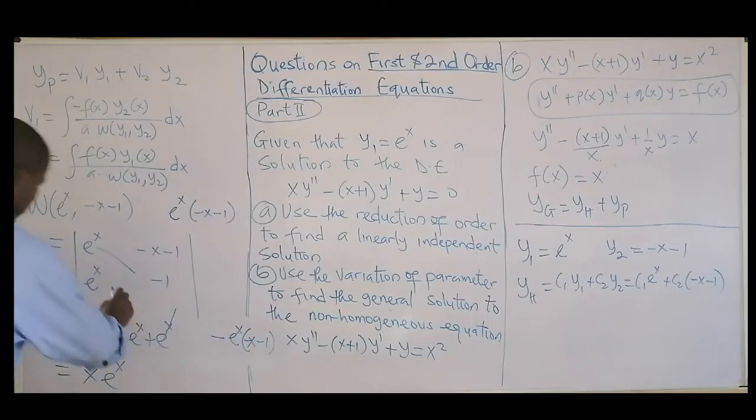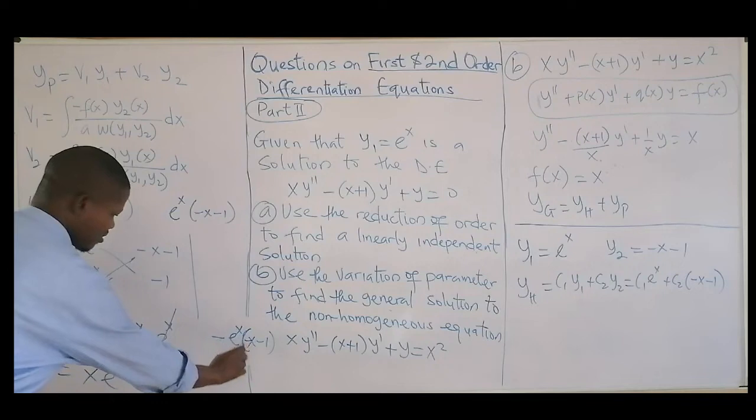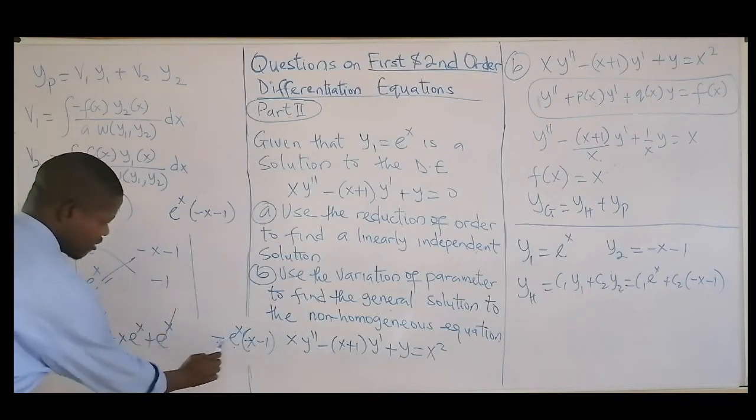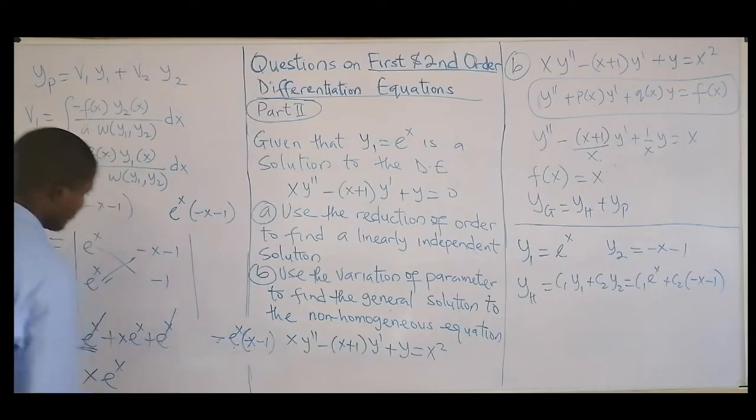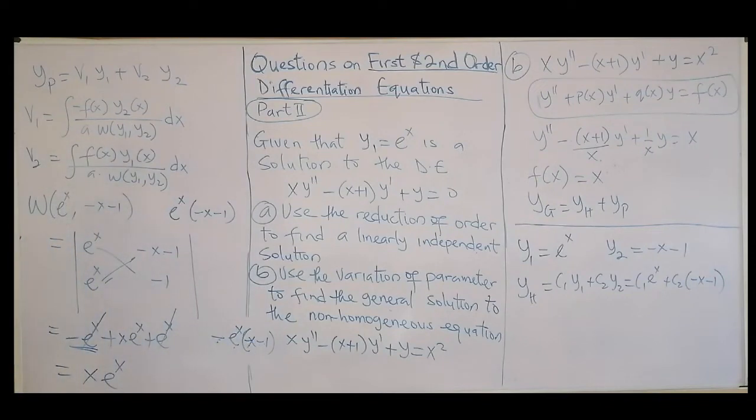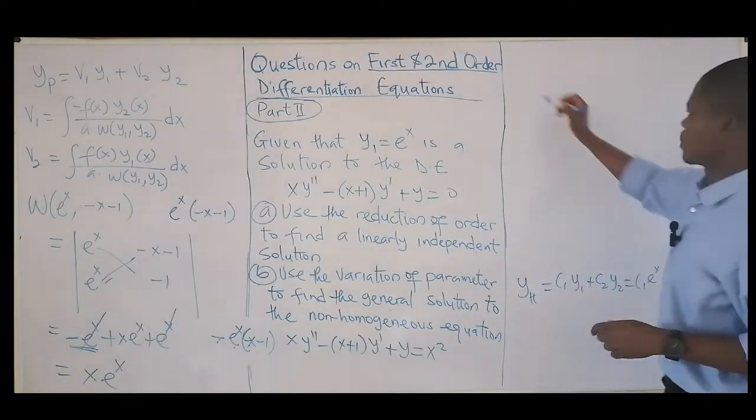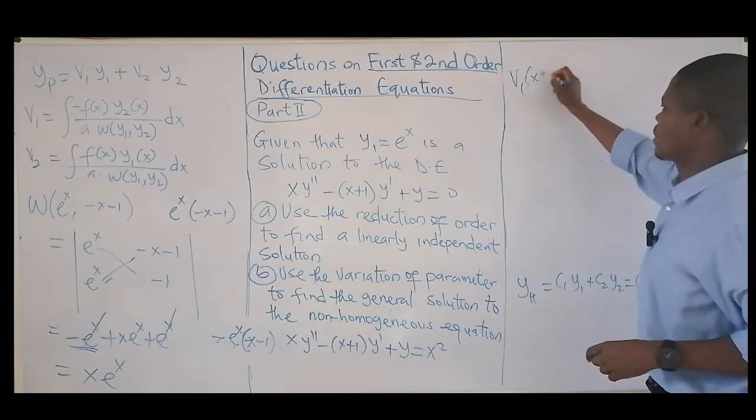Then minus this e^x times this expression. So minus will give you plus. And then minus here gives you also plus. So that's the Wronskian of that solution. So we can get the v1 now as a function of x.